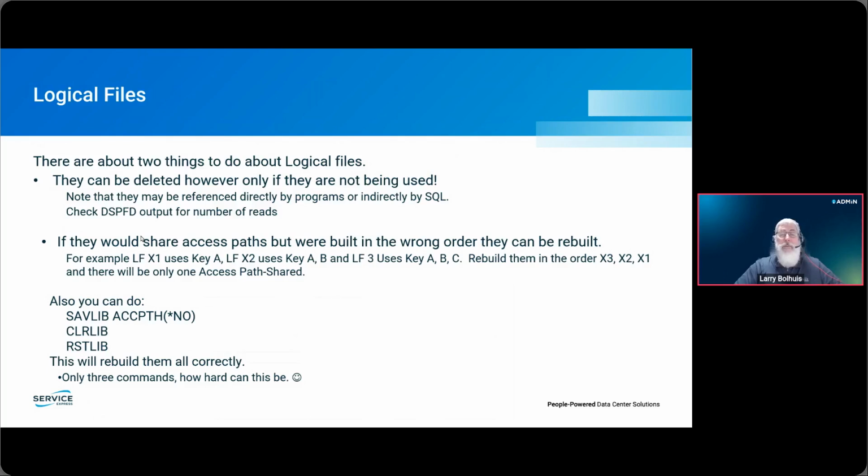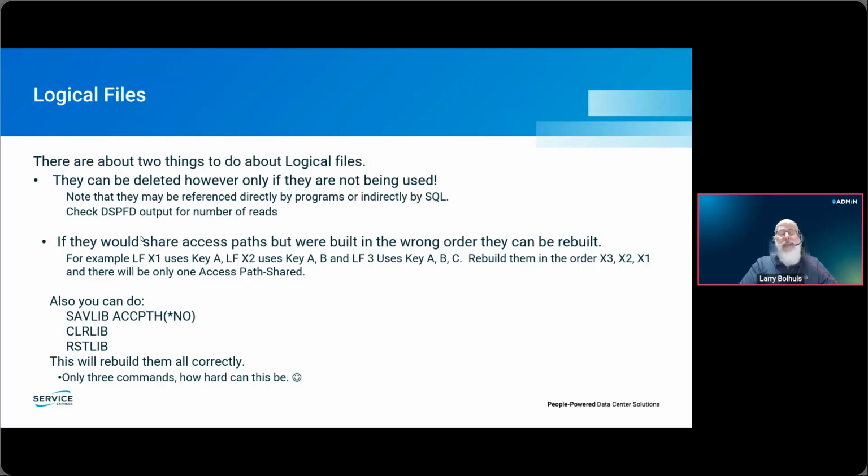If you rebuild them in the opposite order, rebuild logical file 3 first, then you'll have key ABC, and when you build logical file 2, you'll get key AB, and it'll say, oh, that's part of the other key that already exists. Good. It'll just be a pointer. Okay. And then the same thing for the other one.